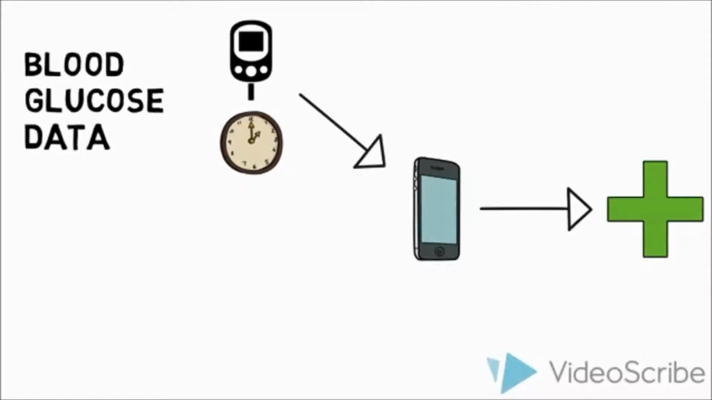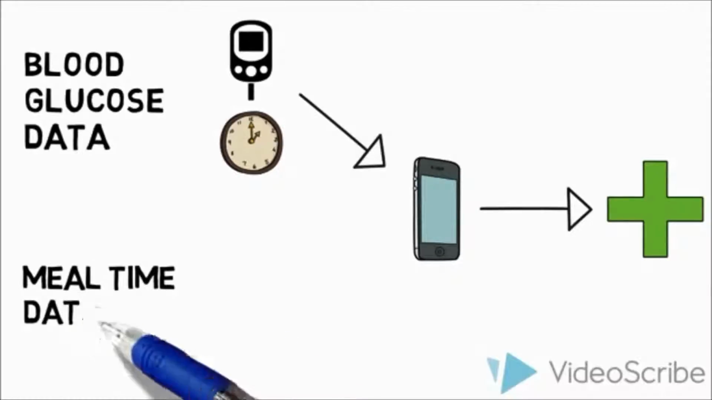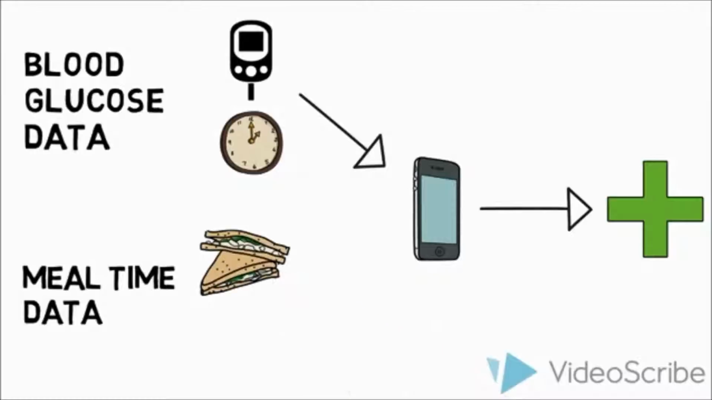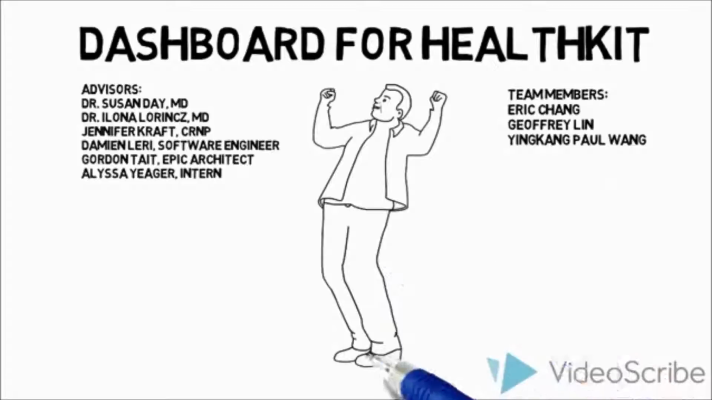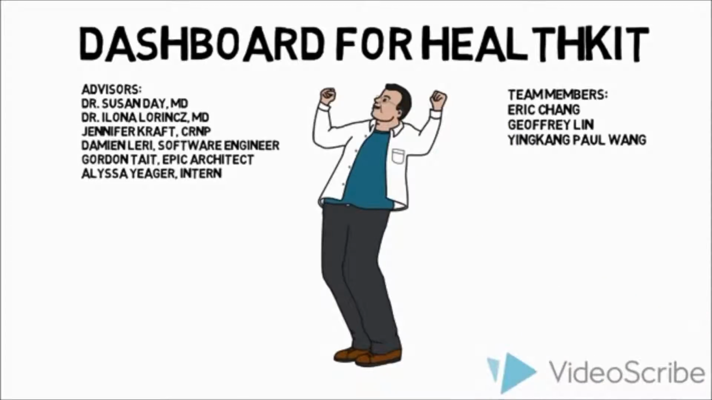The second stream of data is their mealtime data, which is simply timestamps of when patients ate their meals. This data will be collected via manual entry from patients through an app on their iPhones. With our classification algorithm, our web dashboard displays the data in a way that is easy for providers to draw meaningful and actionable insights.